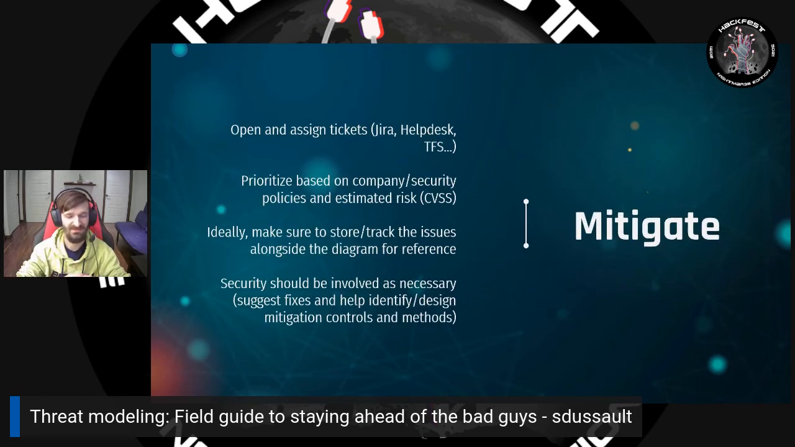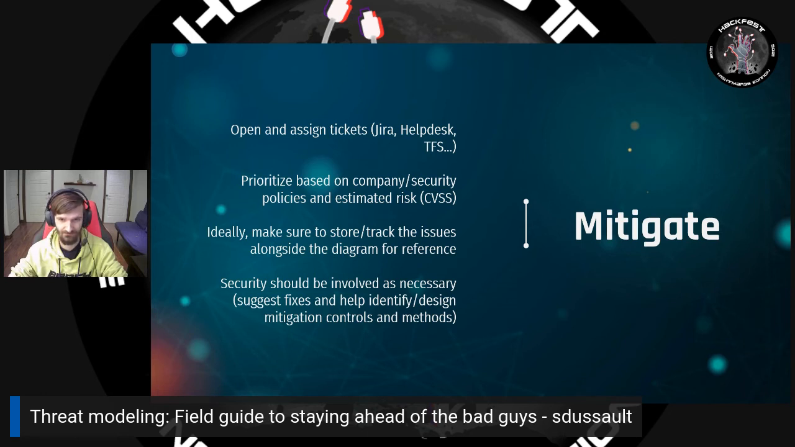Next one, mitigate. I think this one I've covered quite a bit already, but basically this is the part where you open and assign tickets. So whether you're using Jira, Help Desk, TFS, or a combination of all of those, or, I don't know, Jenkins, this is the part where you open tickets and just work on stuff. For this step, you can use the CVSS score, so the estimated vulnerability ranking score, as well as the impact, the likelihood of it happening, and so on and so forth. You can have different criteria based on your own preferences, and basically just fix issues.